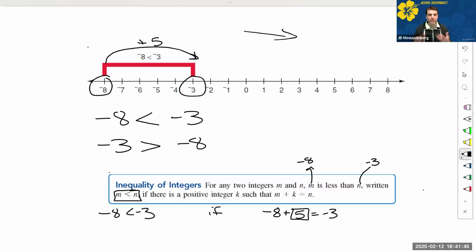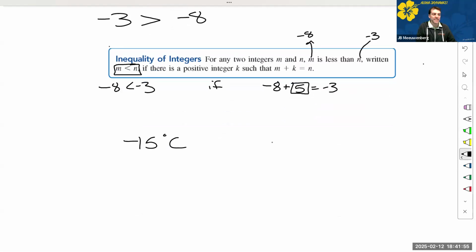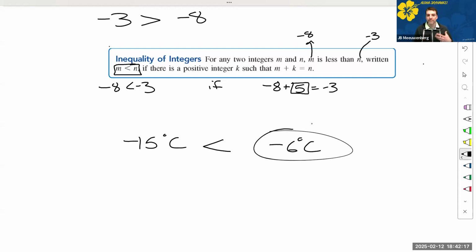The temperature analogy is often helpful when we think about integers. If you want to give something people can relate to, if you're comparing -15 degrees Celsius and -6 degrees Celsius, right? If we just look at 15 and 6, 15 is obviously bigger than 6. But which temperature is actually a greater temperature, a higher temperature? This one, right? It's more to the right on the number line. -15 is less than -6. It's colder than -6.